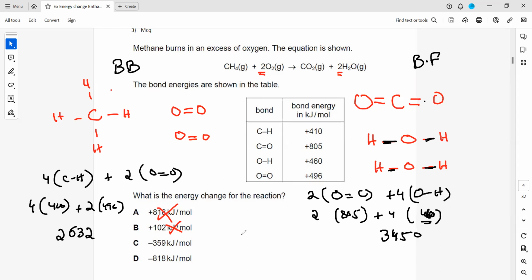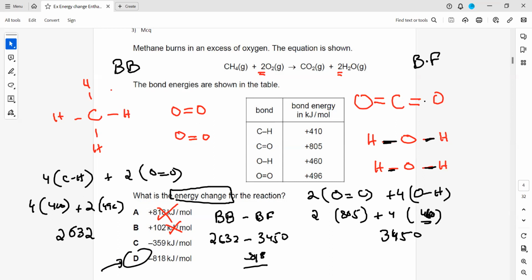If a reaction is exothermic, negative enthalpy change will be there. But how can we work out the enthalpy change or energy change? The energy change can be calculated by using bond breaking minus bond forming. So bond breaking is 2632 minus bond forming is 3450. What's the answer? Yes, minus 818. So negative. So D will be the right answer.